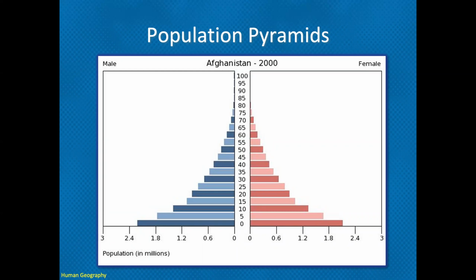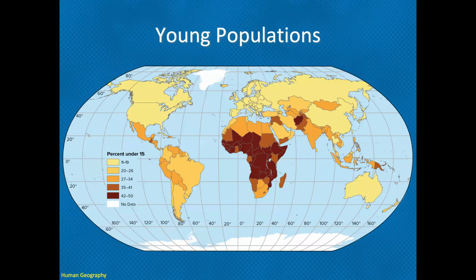So notice it's basically very, very bottom heavy, meaning young person heavy population. Few old people, lots and lots of young people. And this is where you tend to find young populations. Notice Afghanistan right there. Look at Africa. In Africa, greater than 50% of the population in some places is younger than 15. That's huge. That's not the case in the US. That's not the case in Canada.